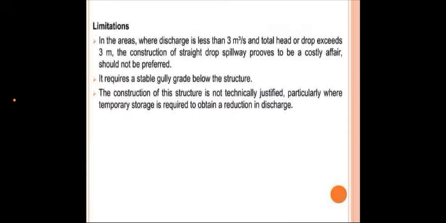Then the straight drop spillway: the functions, advantages, and limitations. It is suited to areas where discharge is less than 3 cubic meters per second and the total drop does not exceed 3 meters. The straight drop spillway should not be preferred where there is close-fitting construction. It requires a stable gully grade below the structure. The construction of this structure is not technically justified, particularly where temporary storage is required to obtain a reduction in discharge. Thank you.